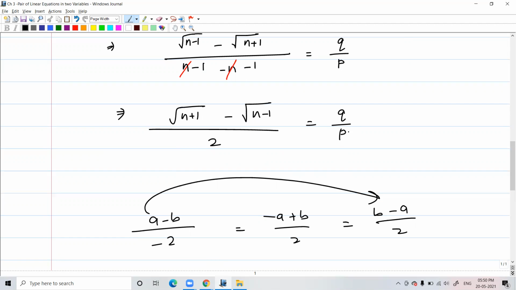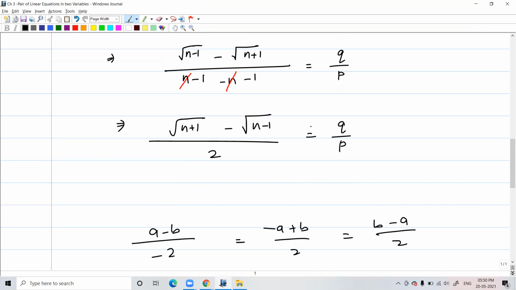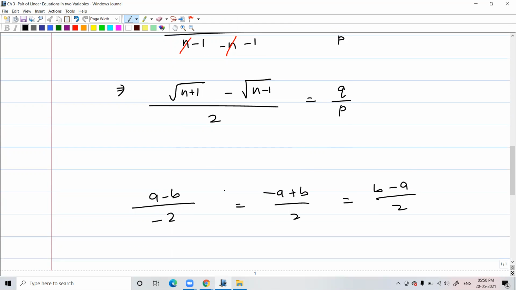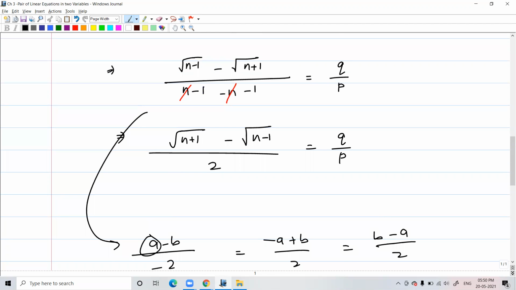Sir, I didn't understand the minus which is there before root n minus 1. Okay, let me explain this better. Consider a as your square root of n minus 1 here, and b is your square root of n plus 1. So there's a minus sign in between them. Can you understand related to that example now?